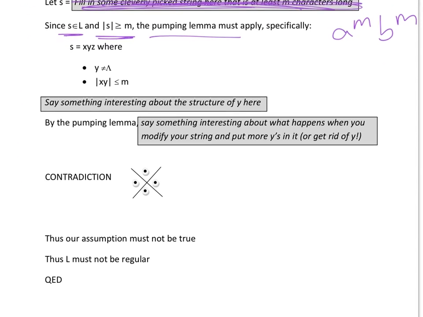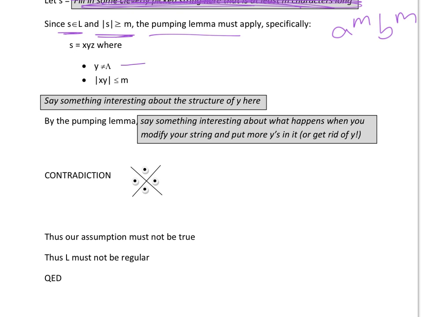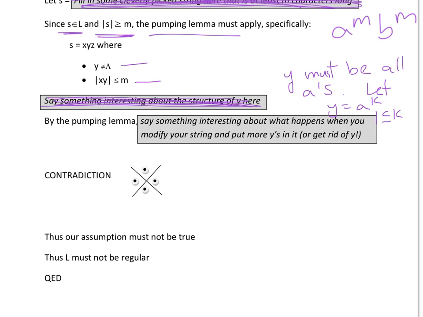X can be split into x, y, z, where y isn't empty, and the length of the x, y part is less than or equal to m. So since the length of the x, y part is less than or equal to m, y must be all a's. Let y equal a to the k, and again, we know that k is greater than or equal to 1 and less than or equal to m, right? By the pumping lemma, we know that x, y, y, z should be an element of my language, right?